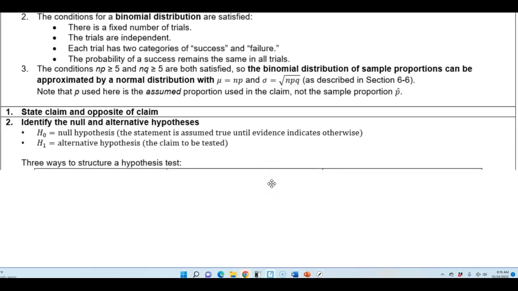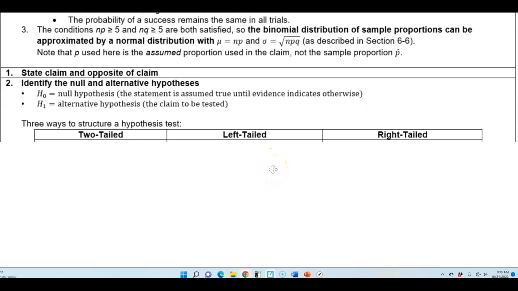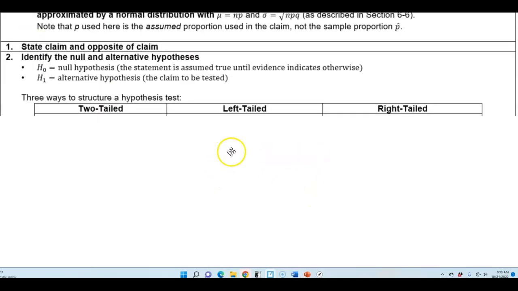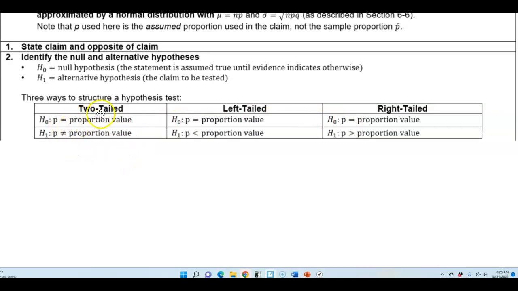3 ways to structure a hypothesis test for a population proportion. You have a two-tailed, a left-tailed, and a right-tailed. For each of the null hypotheses, the population proportion is going to equal the proportion value. The alternative for the two-tailed would be p does not equal the proportion value. For the left-tailed, p is less than the proportion value, and for the right-tailed, p is greater than the proportion value.